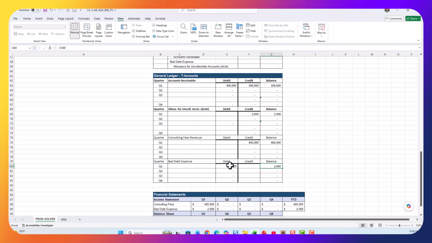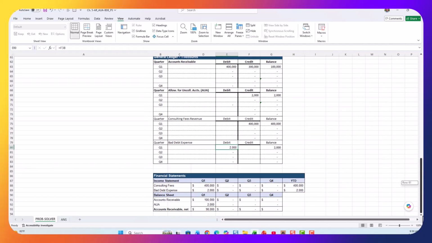Expenses always have debit balances. When we look at the impact that the first quarter will have on financial statements, you'll see that our income statement will record $400,000 in consulting fees. And because it's our first quarter, the year-to-date will be $400,000. Our bad debt expense for the quarter is $2,000. And because it's our first quarter, the year-to-date is $2,000.